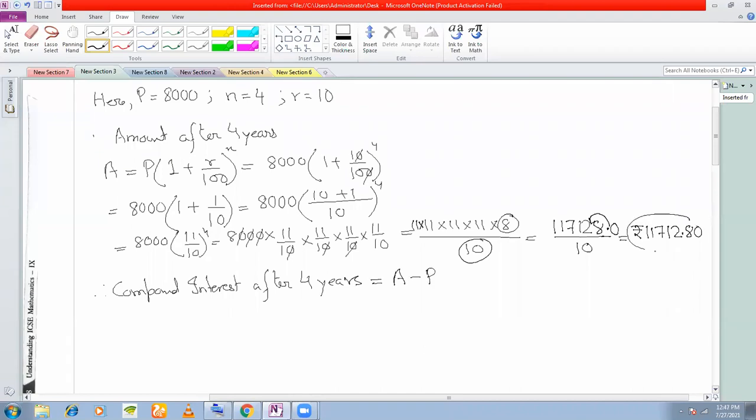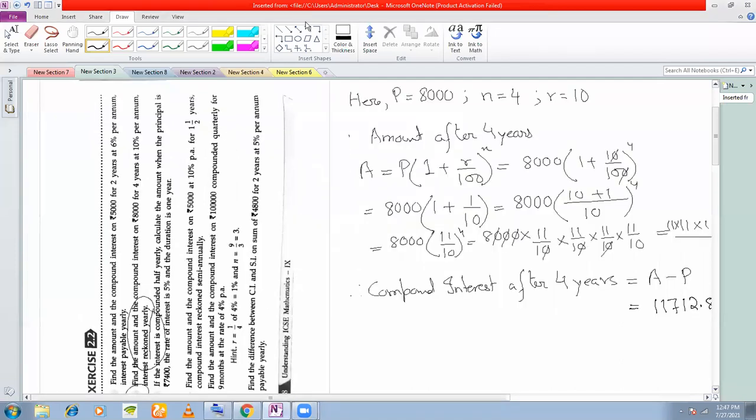The compound interest after 4 years will be amount minus principal. This is the amount that you have got: 8,000 rupees becomes 11,712.8. So you subtract this, 11,712.8 minus 8,000, which will give you rupees 3,712.8, 80 paisa. So that is what this is. We'll now move on to the next one.